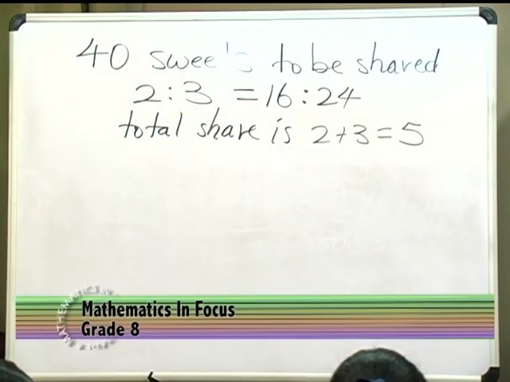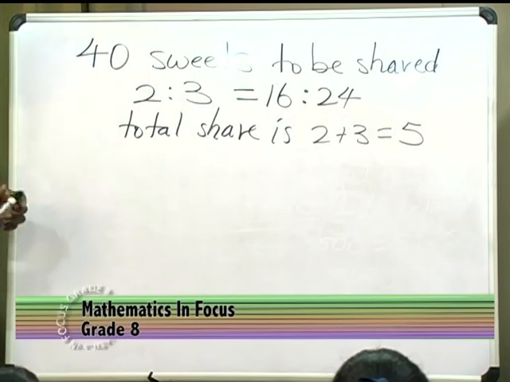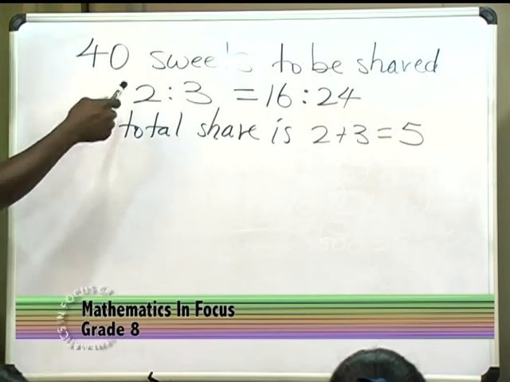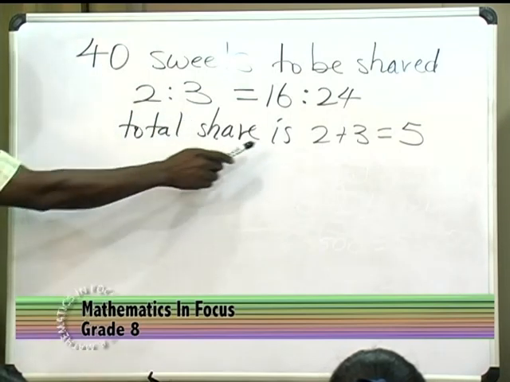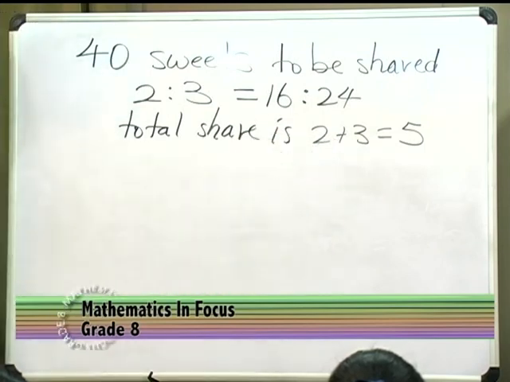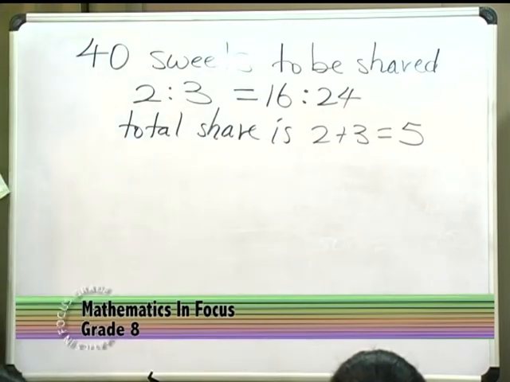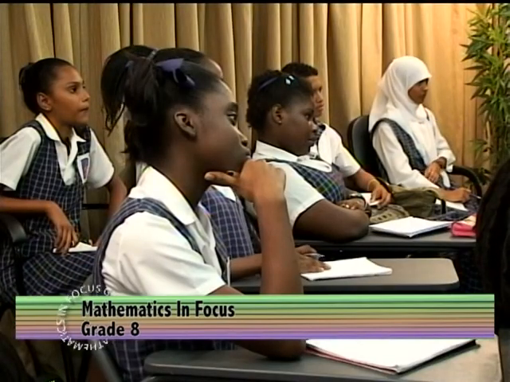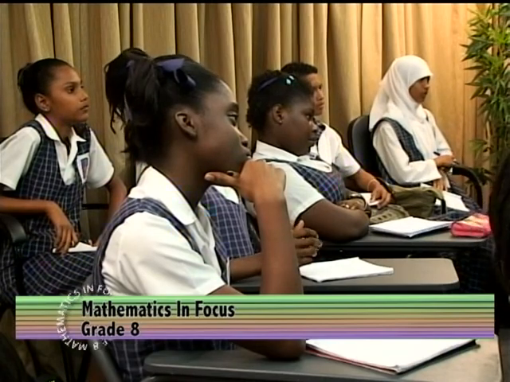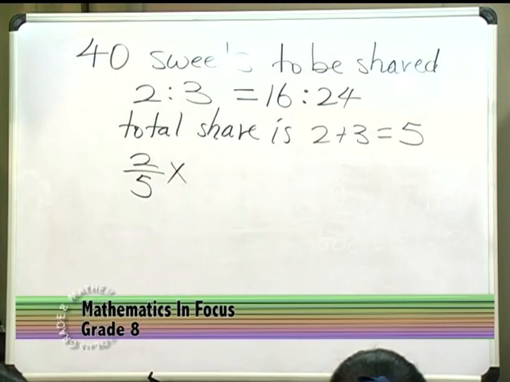So what we need to determine now is how many the first person will get. This first person is getting 2/5. Remember, the total is 5. 2 plus 3 is 5. So they're getting 2 out of 5, and the second one is getting 3 out of 5. So how do we write it as a fraction? We say 2 out of 5 of the total sweets. So it's much shorter.